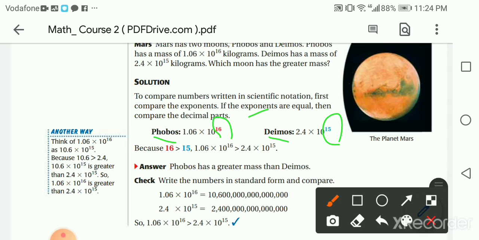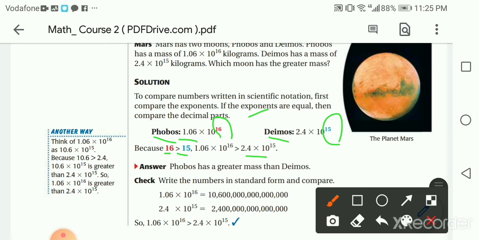So the first step, I compare the exponents. 16 is greater than 15, right? And 1.06 is less than 2.4. So the answer: Phobos has a greater mass. Phobos has a greater mass than Deimos.